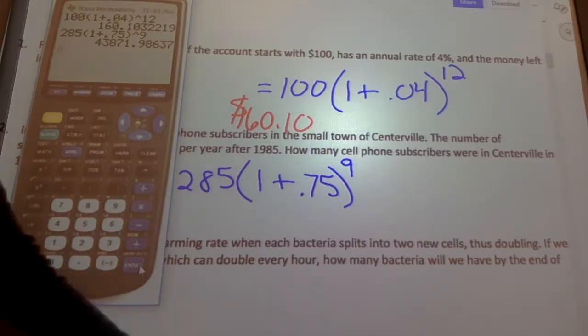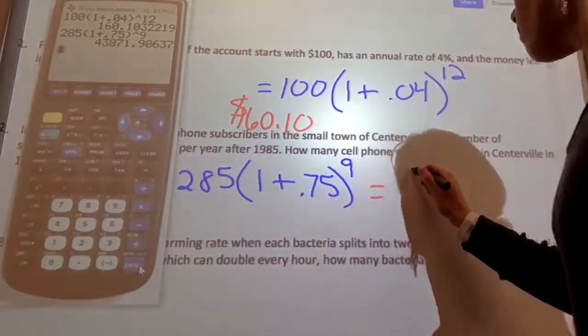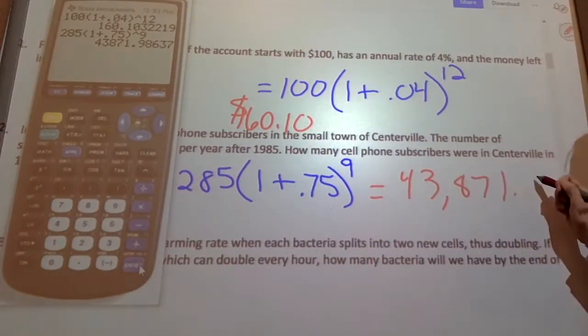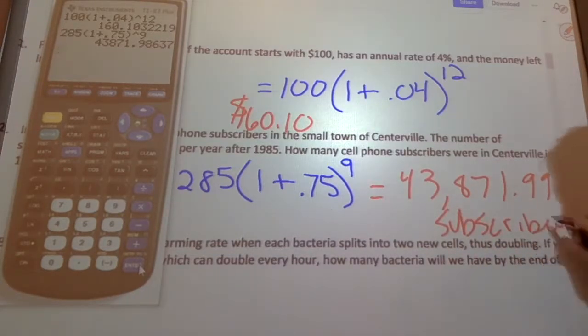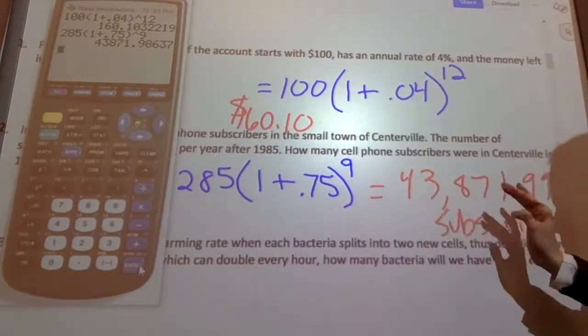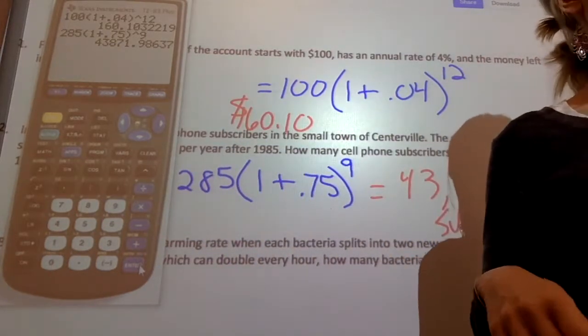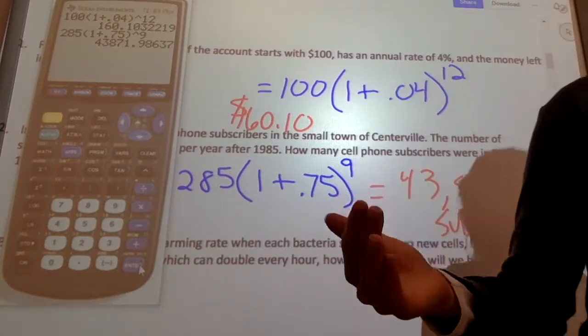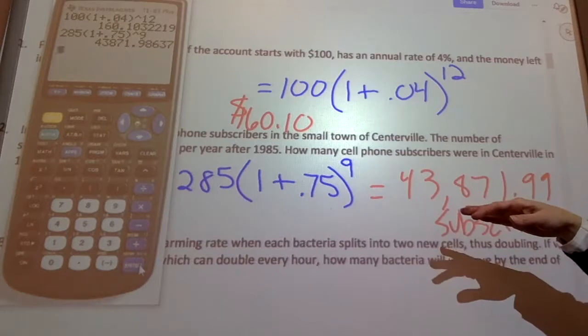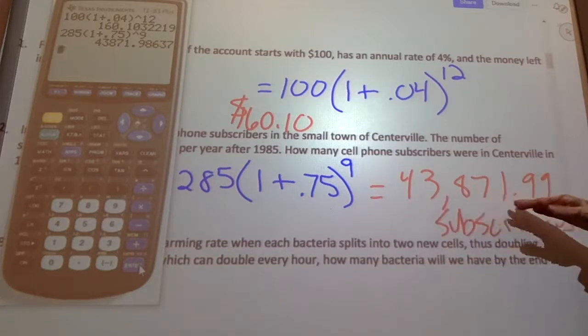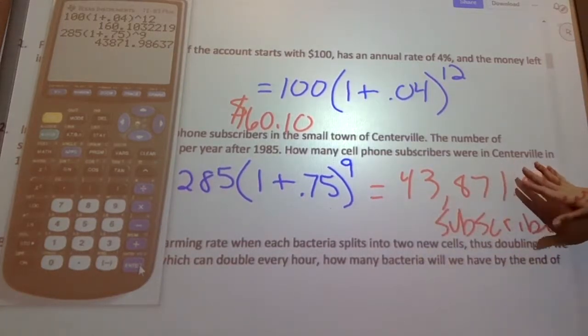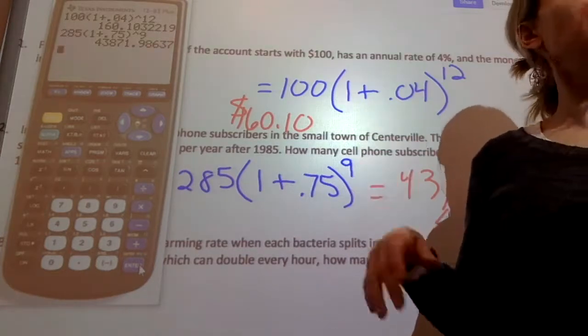So, 43,871.99, right? Subscribers. What if it's people? It would be rounded. So if you want to do decimal approximation, that's fine. I'm not picky about that in Algebra 2. But in higher level math, since you're talking people, you would actually round down in this problem because you can't make up 1/10 of a person. So really, my answer should be 43,871 subscribers. You would round down when you're talking things. If you're talking hours or years, then you would round up into the next year.